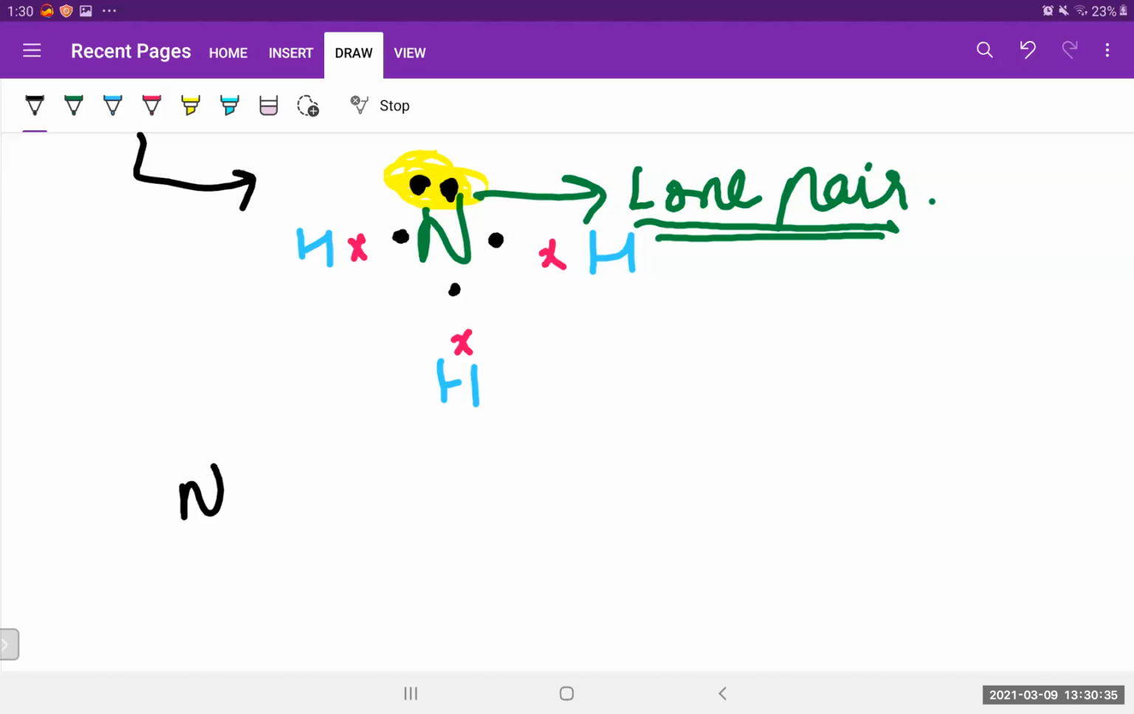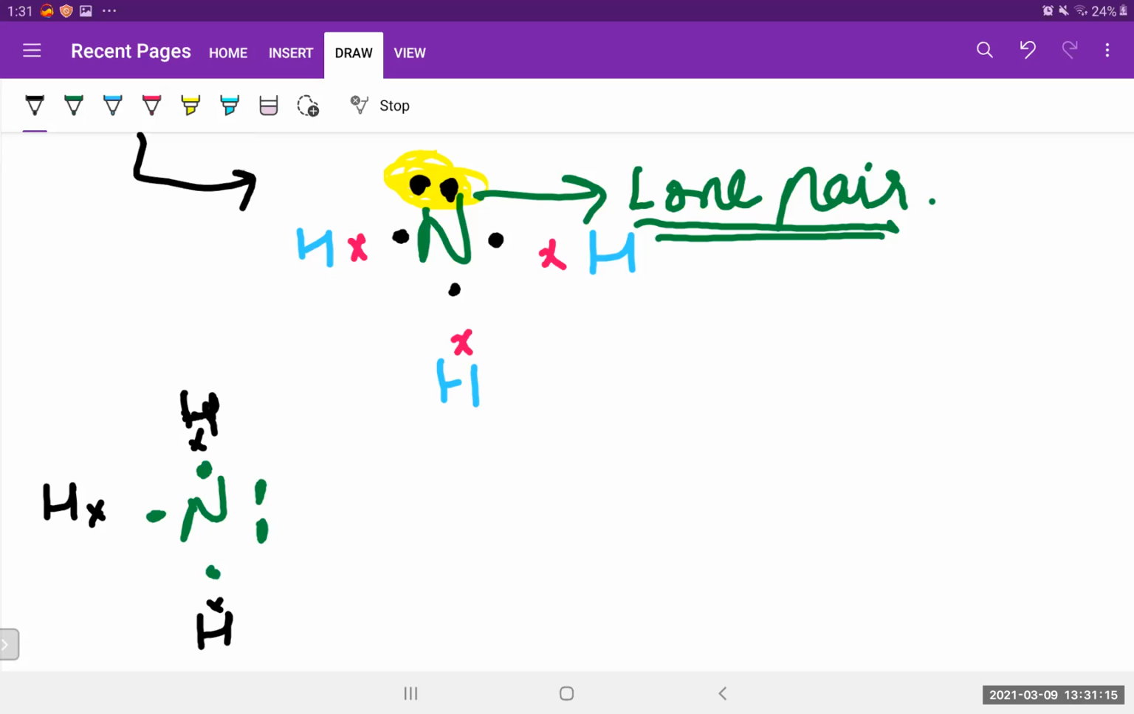So let's make the structure again: N and 3 H's like this. One cross means it has one electron in its outermost shell. This is for hydrogen. And nitrogen has 3 electrons, which are shared with hydrogen, and 2 are a lone pair. Now what will happen? Let's make it more systematically so that it is easily understood how this sharing is happening. So 1, 2 will be here, one will be shared here, one here, one here, and here are 3 hydrogens. This is again ammonia only.